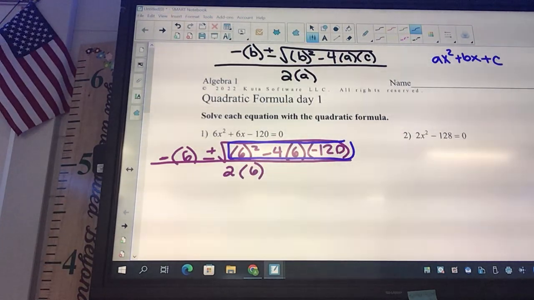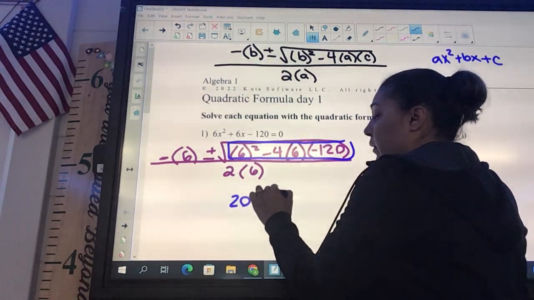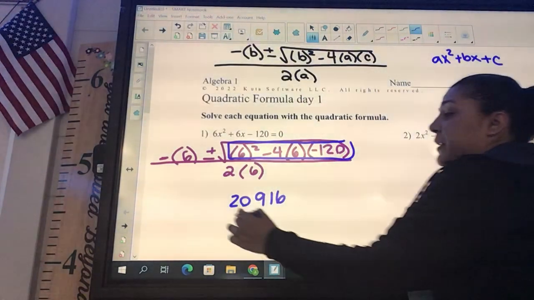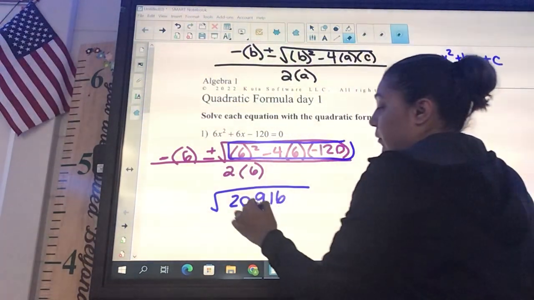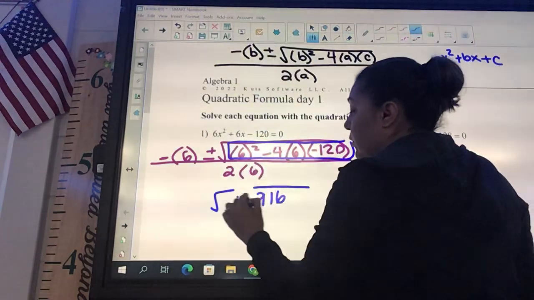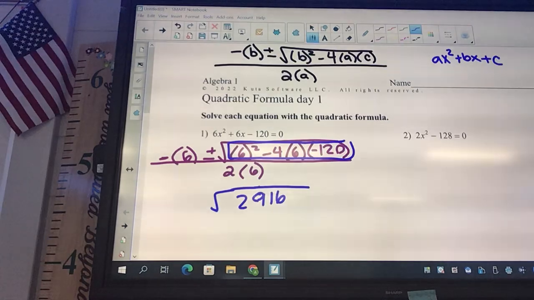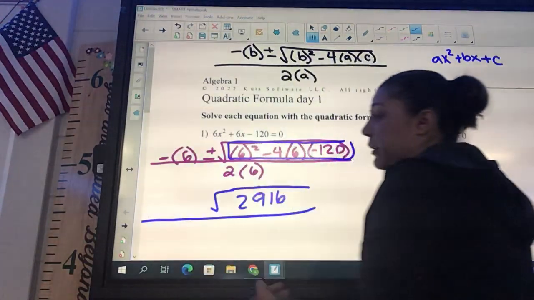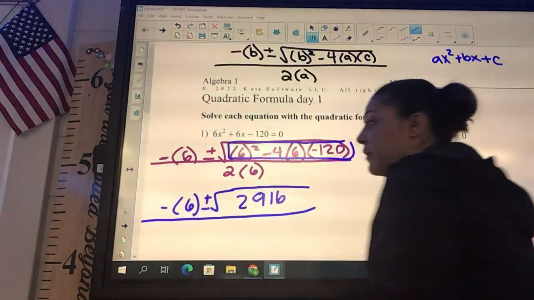What'd somebody get? 2916. My bad. I thought, man, that's really big. So we still have that square root, and you're going to drop everything else down. So you still got this negative 6, this plus or minus.